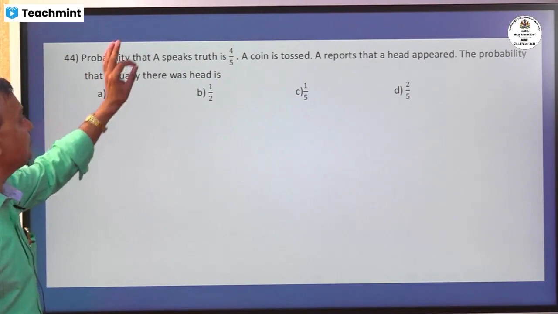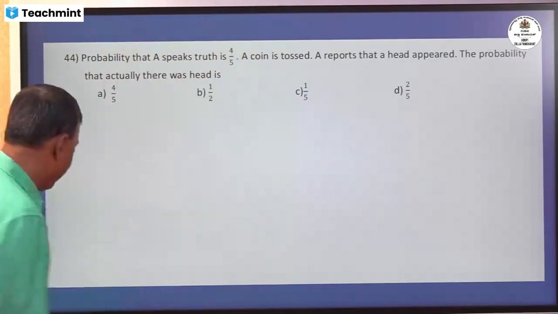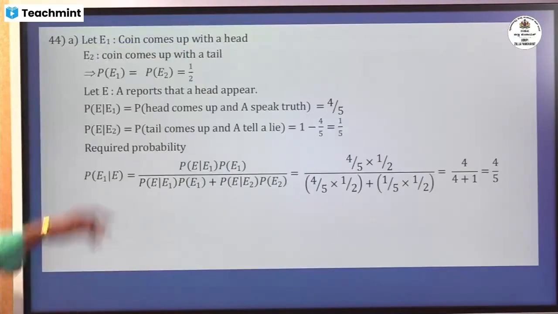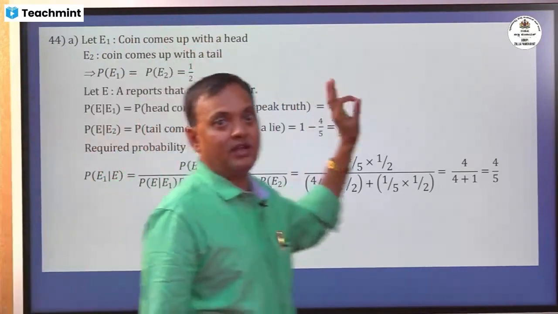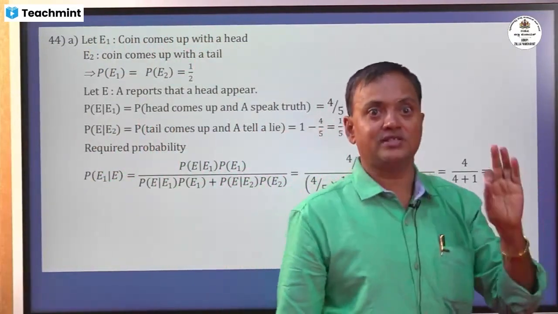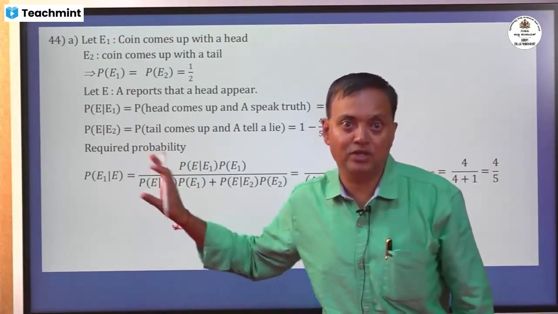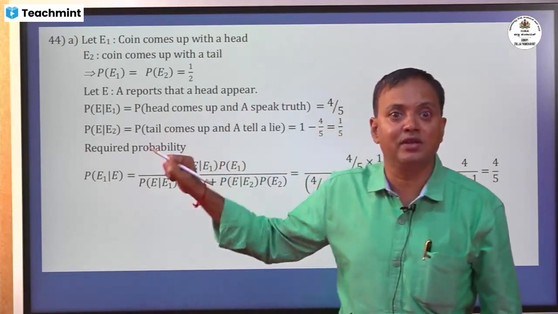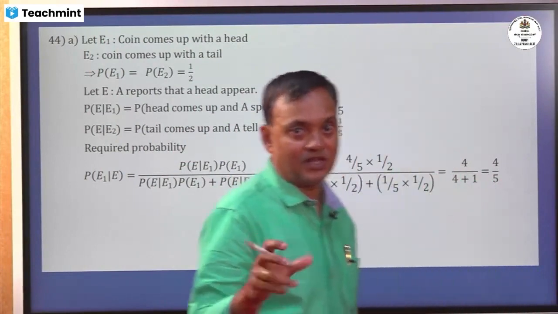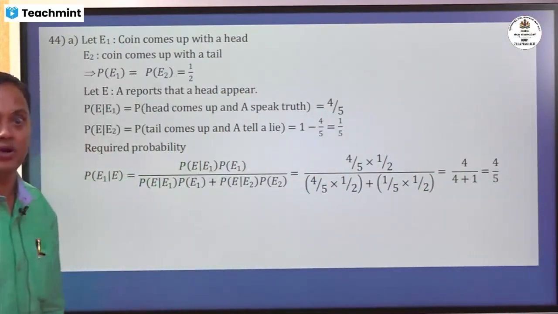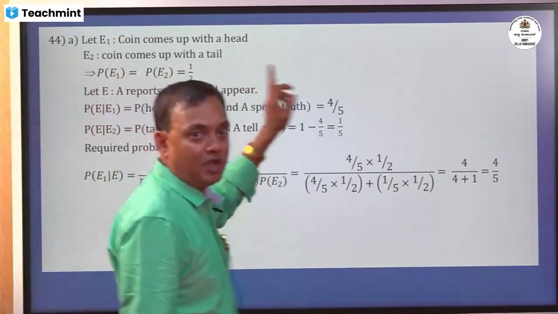So A speaks truth 4/5. We can solve this question by Bayes theorem. According to Bayes theorem, let E1 be coin comes up with head. So E1, E2 are two events. E1 means coin comes up with head, and E2 is coin comes up with tail, not head. So what is probability of E1? A coin is tossed, head and tail occur, equal chances. Probability of head is 1/2, tail also 1/2. So P of E1 is 1/2, P of E2 is 1/2.